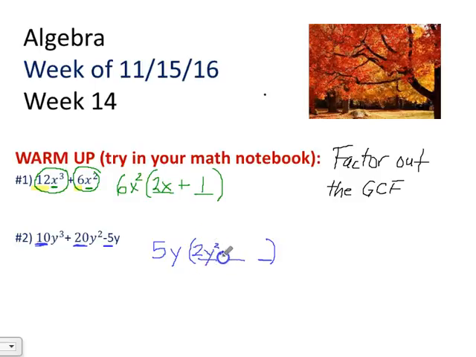And then our next term is positive, so I'm going to put a plus in there. And 5 times what gives us 20? 5 times 4 would give us 20. And to get that y squared, we would just do y times y. And then last but not least, that last term is negative, so I'm going to put a negative sign in there. We've got 5y, so if we just take 5y and multiply it by a negative 1, that's going to give us negative 5y. So that's our final answer.